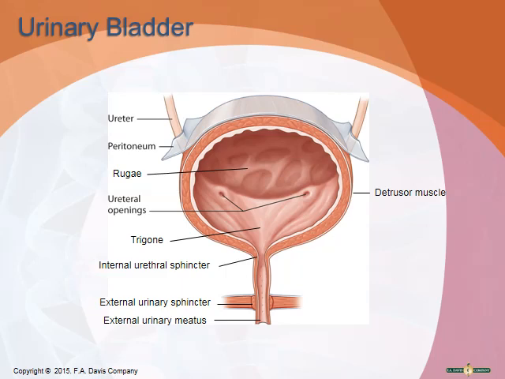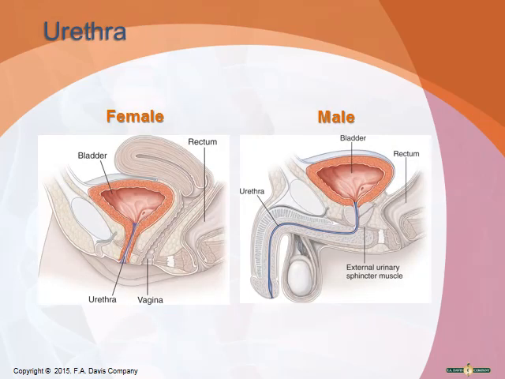The external urinary meatus is the opening of the urethra that leads to the outside of the body. This is where the insertion of a catheter would occur, the urinary meatus. The urethra, this is a good picture showing the difference in the size of the urethras between a male and a female. The female's is only about an inch or so in length, and it exits in front of or anterior to the vagina.